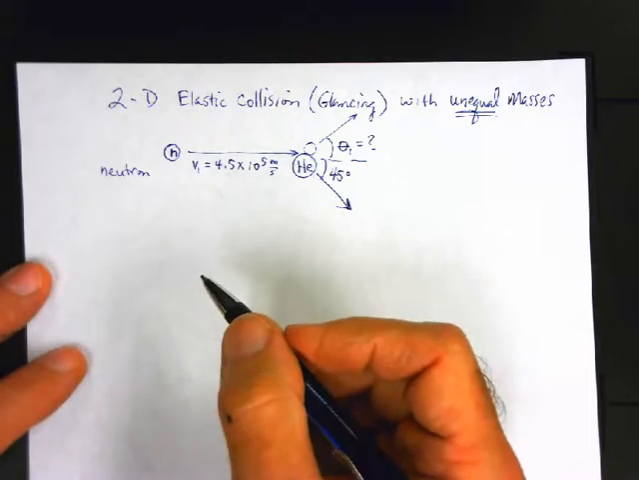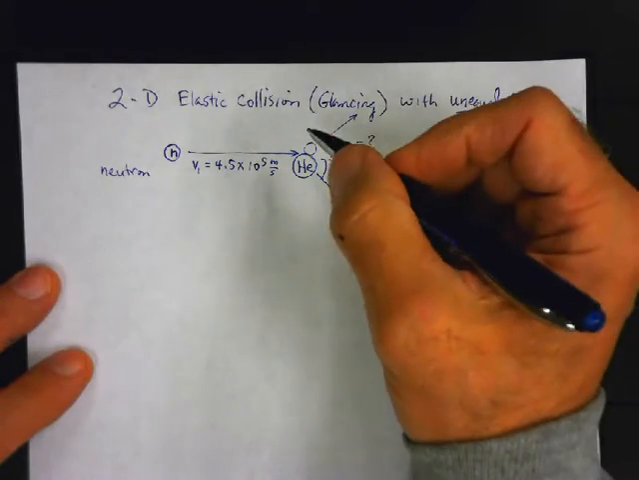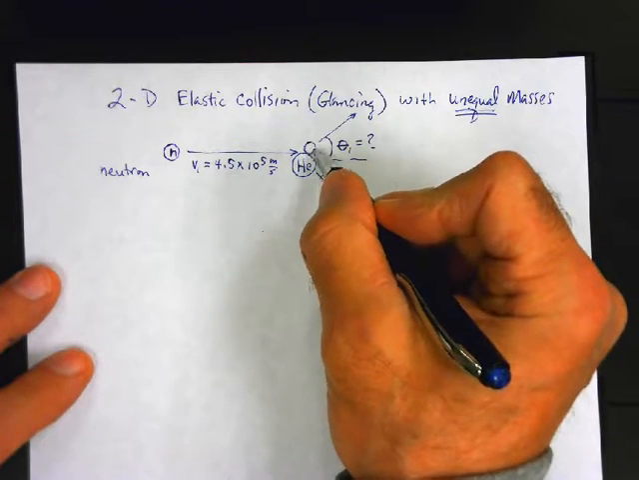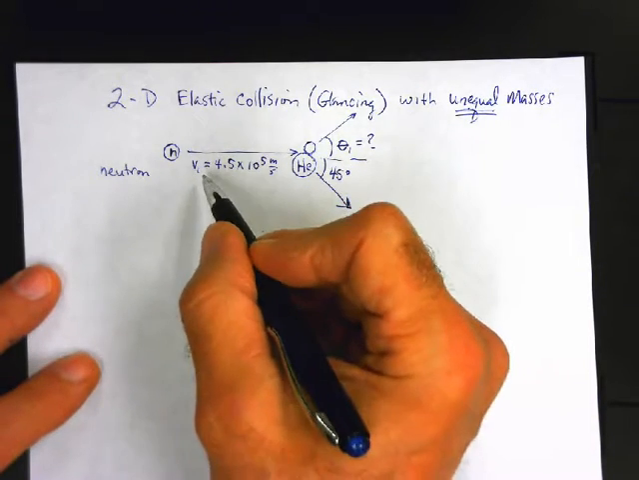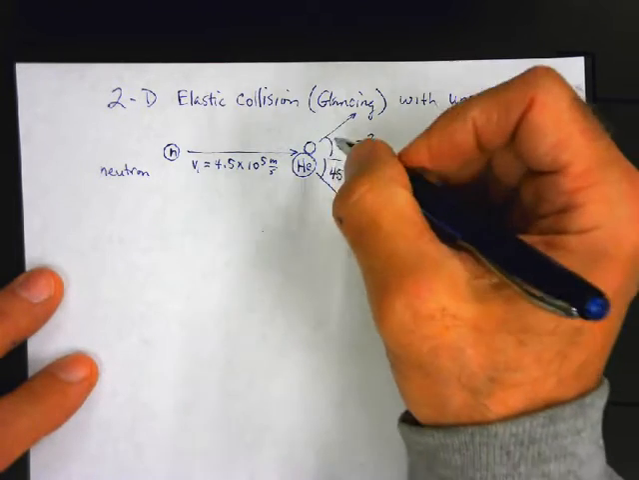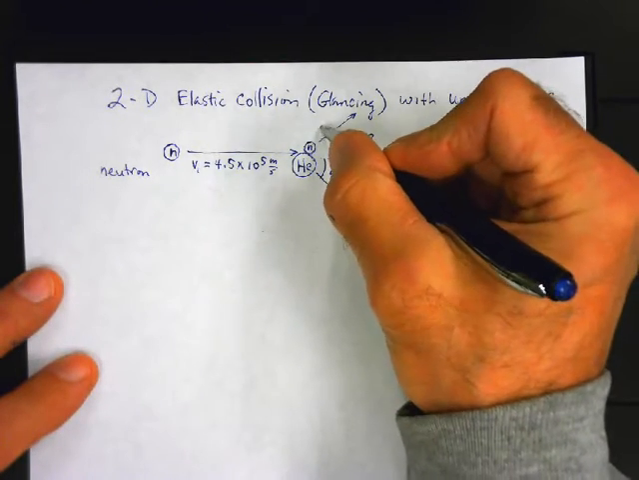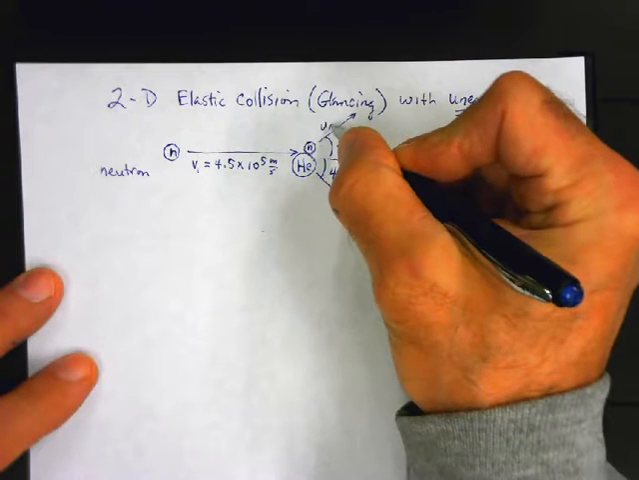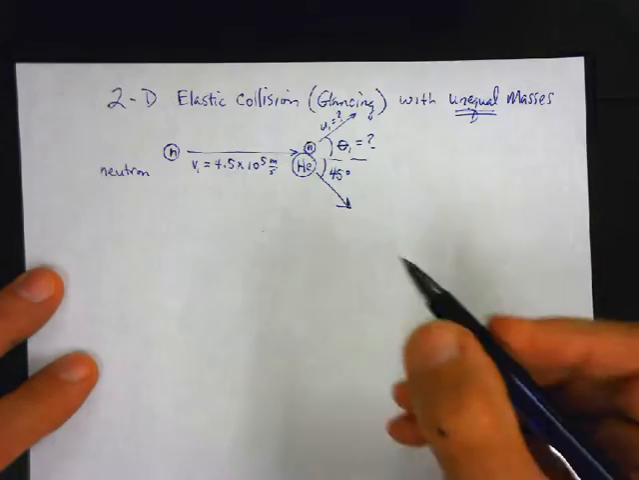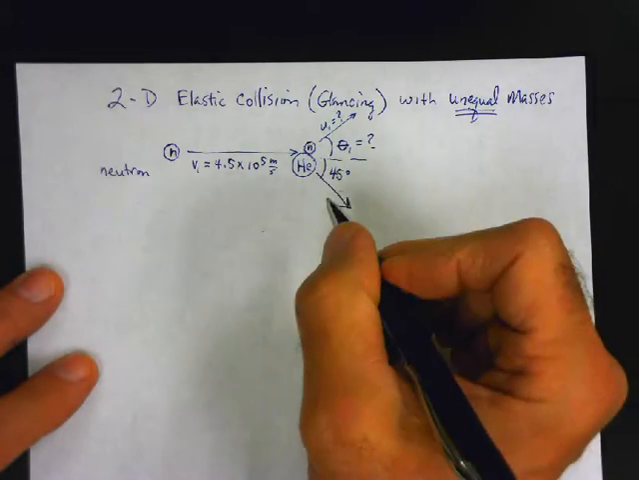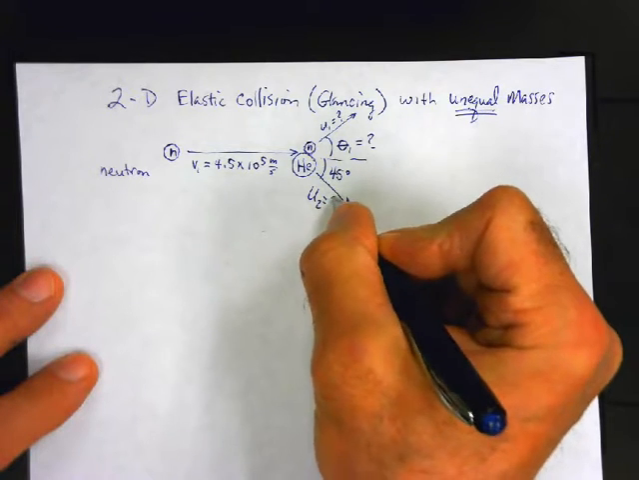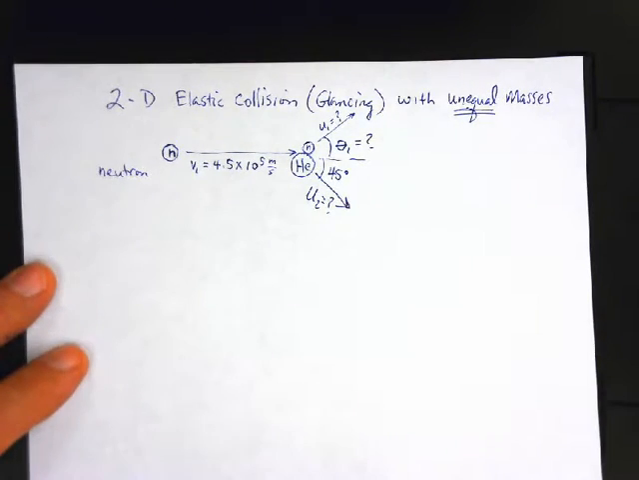Thinking in terms of momentum, remember I like to use v for the velocity before collision, but then u for the velocity after collision. So for the neutron here, we'll call the velocity after collision u1. We don't know what that is. That's one of the things we want to find. And then the velocity after collision of the helium nucleus, we'll call that u2. We don't know that either.